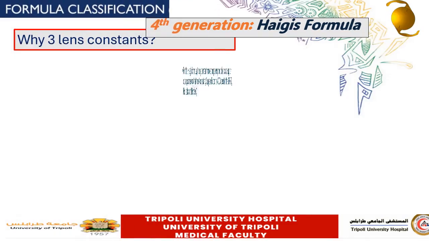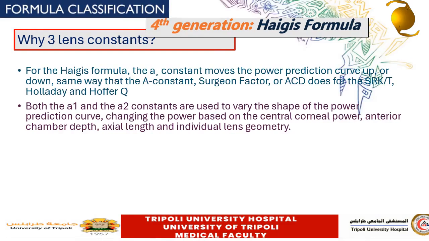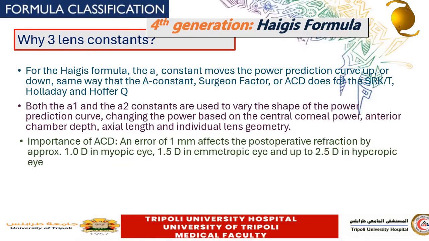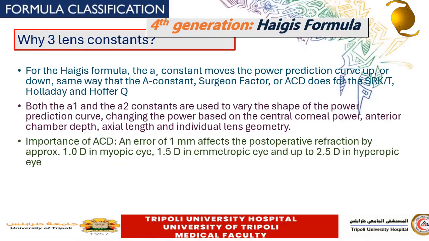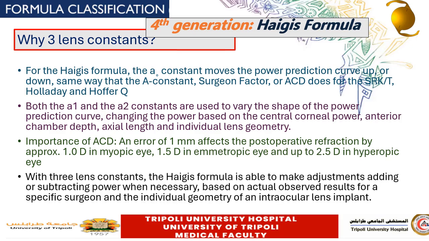So as I said before, the Haigis formula uses three lens constants that modify and adjust the power of the intraocular lens based on the observed postoperative results. These constants are similar to the A constant used in the SRK/T formula, the surgeon factor used in the Holladay formula, and the ACD constant used in the Hoffer Q formula.